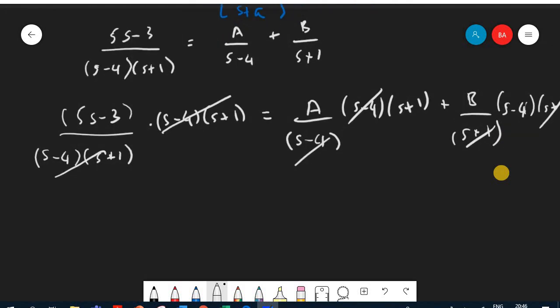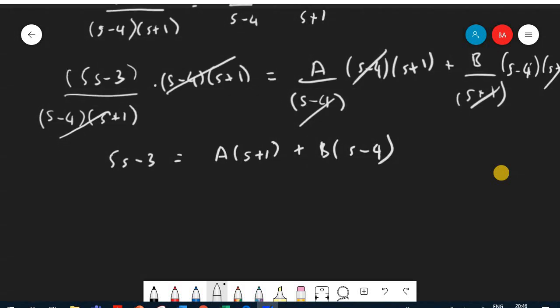You're going to get used to it. You will not write this step, you will just directly write this step here. It will be very obvious to write it directly. So it's a into s plus 1 plus b into s minus 4.